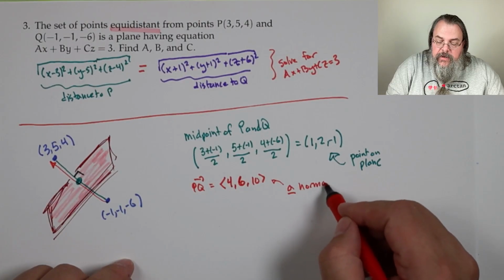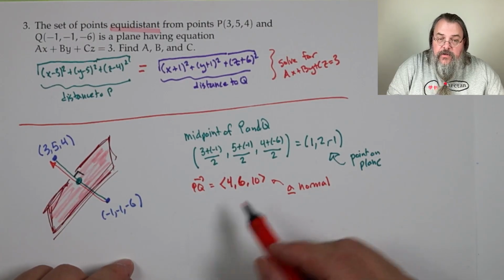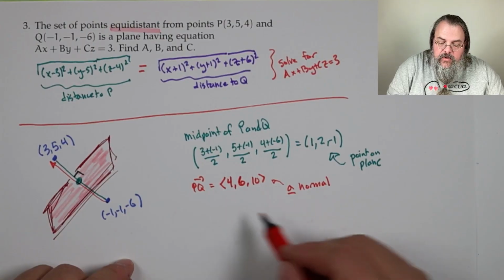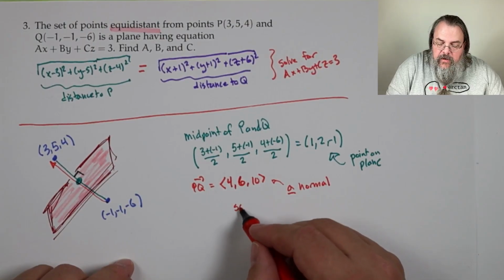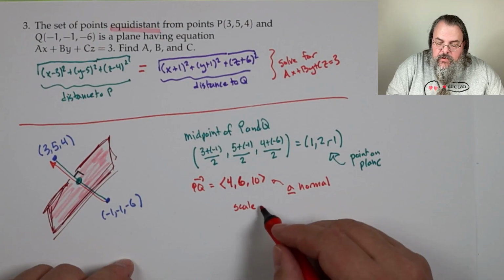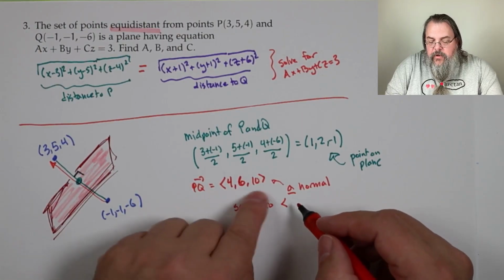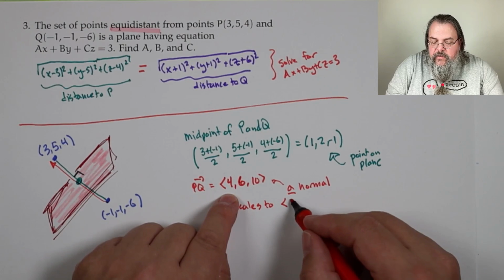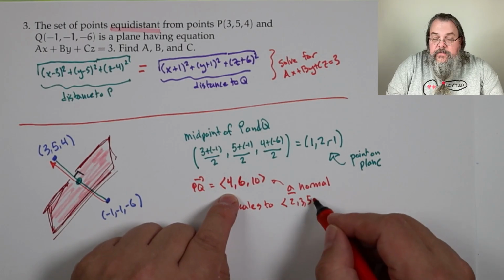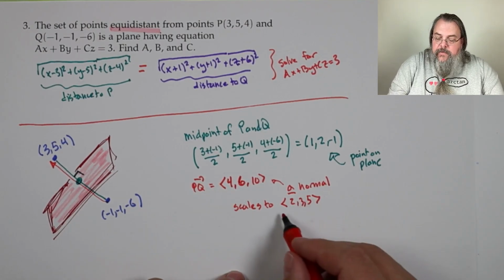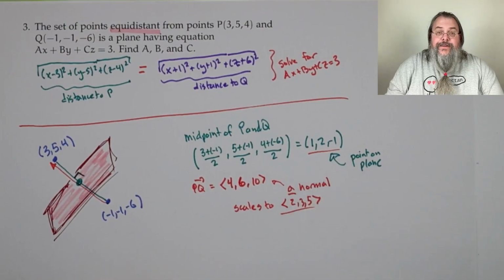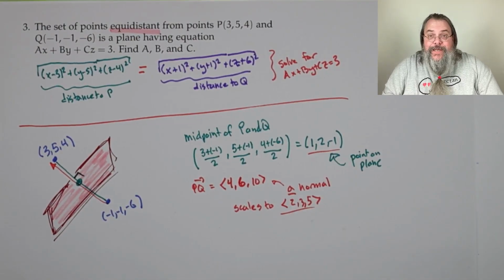Now, this is a normal. And we don't have to use this one. We can use any multiple of it. So if we scale, here, we can pull out a factor of 2. So 2, 3, 5. So now we have the normal and the point. We have everything we need to make this plane.